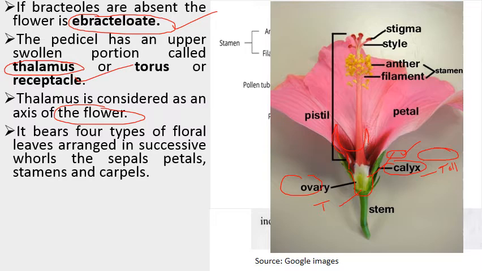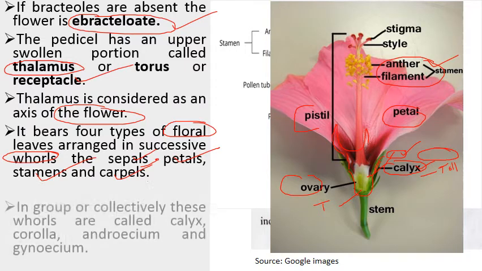It bears four types of floral leaves. Char tarah ke floral leaves or floral whorls we can say are arranged in successive whorls: the sepals, petals, stamens and carpels. So the outermost whorl, leaf-like structure, jise kaha tha calyx. Then comes the inner one, that is corolla, made up of petals. Then comes the androecium part, which is the male part. Then comes the female part, that is carpel. So the flower consists of these four whorls.